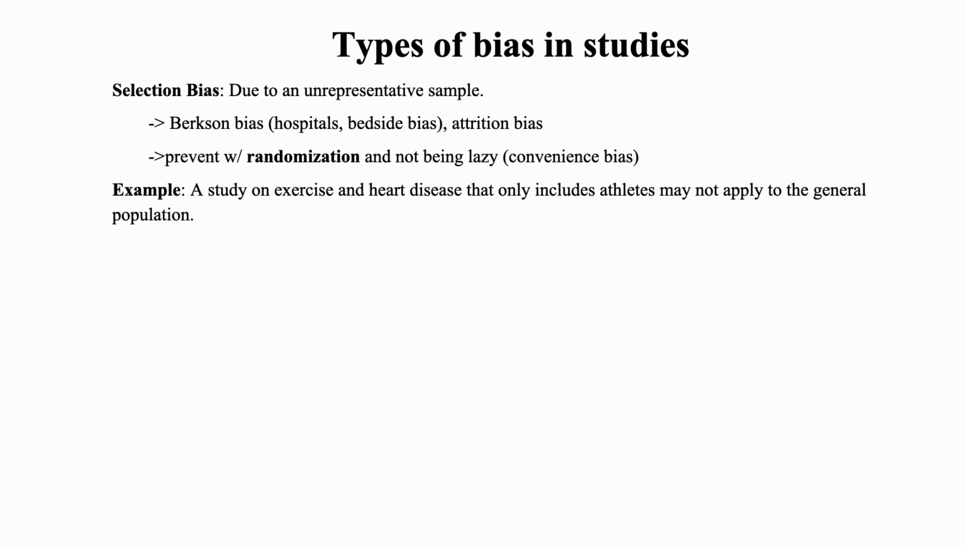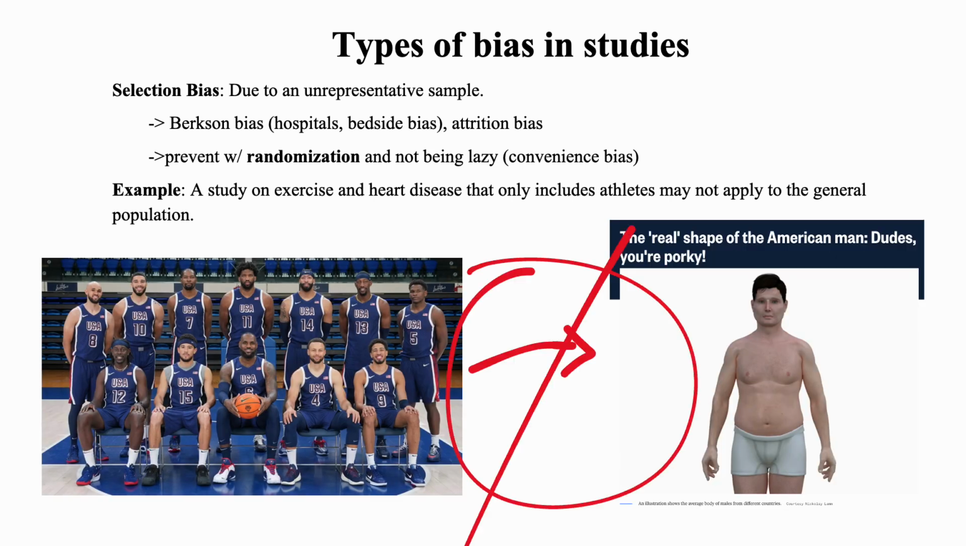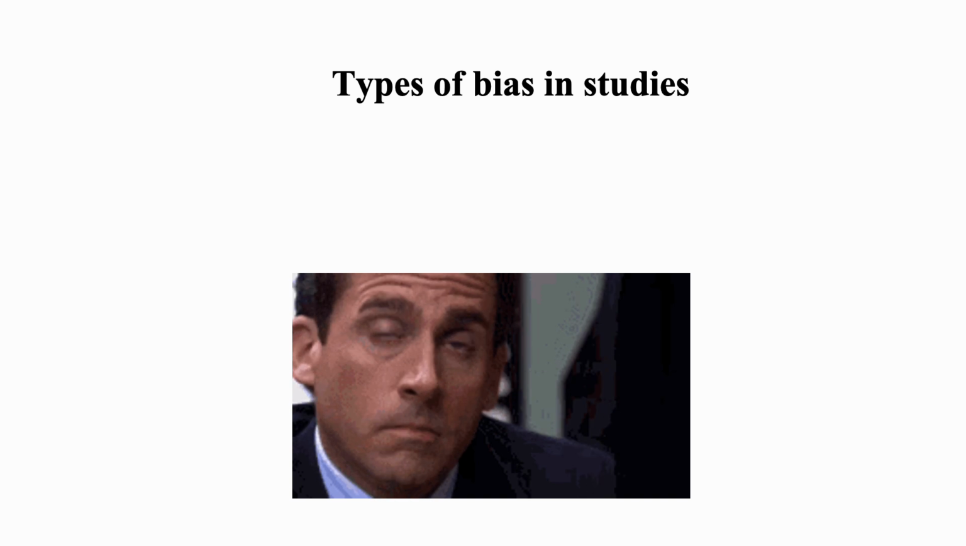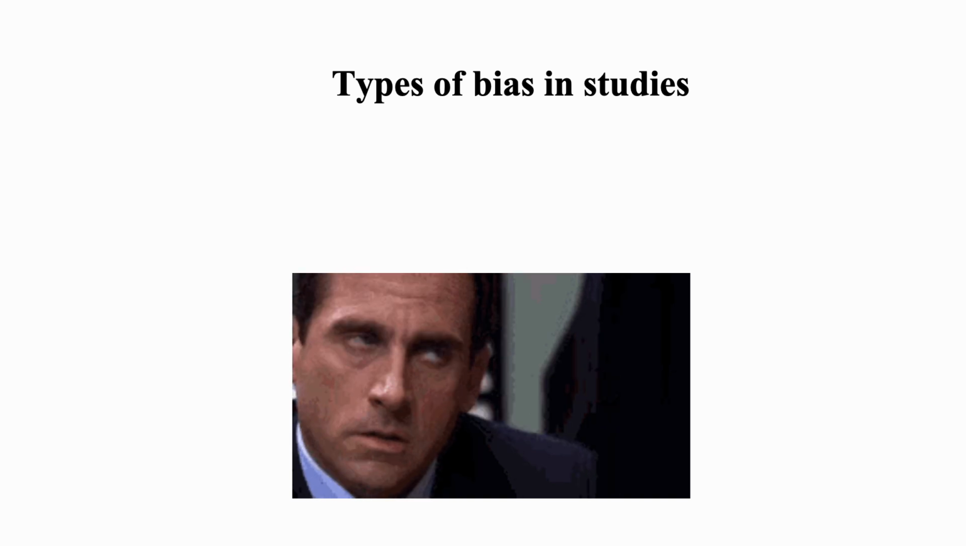For example, a study on exercise and heart disease that only includes athletes might not apply to the general population, right? Because the Olympic athletic team is not the same as the general population. So, more types of bias.